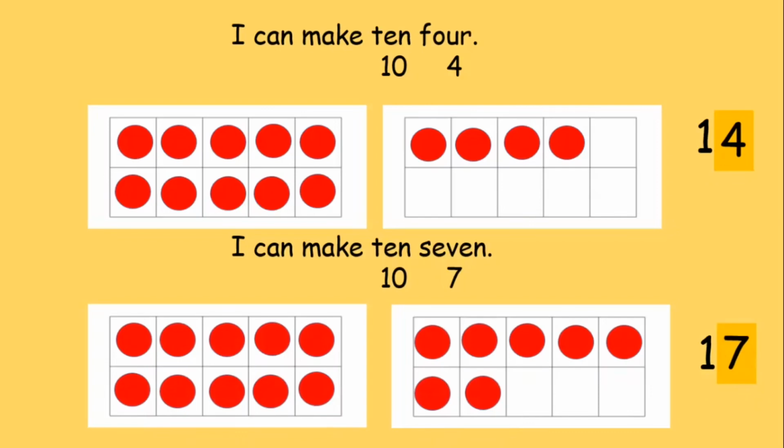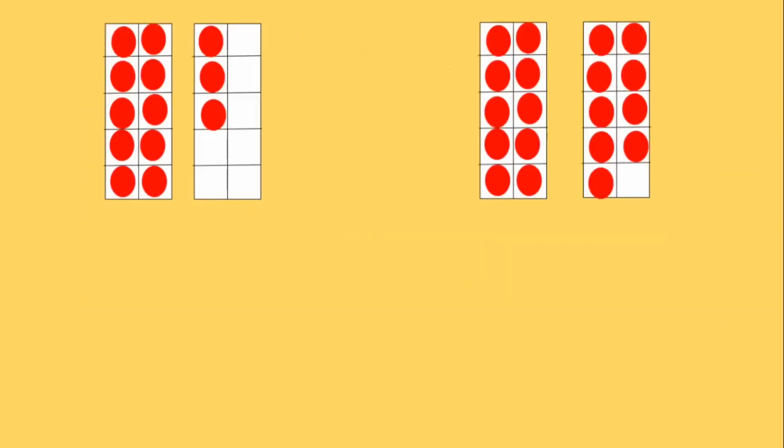I just counted on from my group of 10. I already know there's 10 in that group, so I don't need to start with 1. I can just say 10. That's counting on, boys and girls. All right. Oh, look at my 10 frames now. They look a little different, but we can do it.